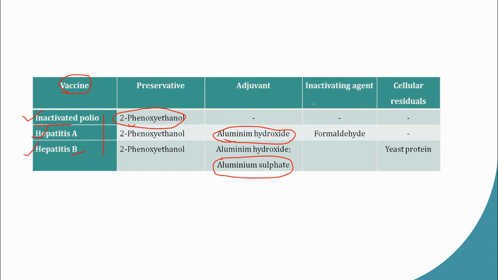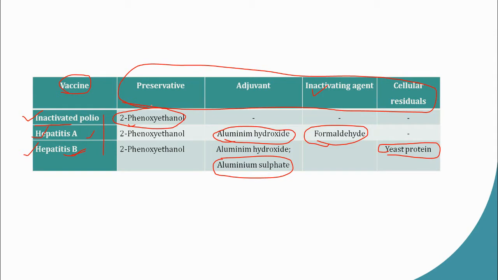Coming to the inactivating agents, certain vaccines require some inactivating agents. For example, formaldehyde. Formaldehyde is used as an inactivating agent in the hepatitis A vaccine. Similarly, cellular residues, for example yeast protein, are found in hepatitis B. Okay, these are certain stabilizing agents which can be used in official preparations of vaccines, which include preservatives, adjuvants, inactivating agents, and cellular residues. This is regarding the stability of the vaccines.